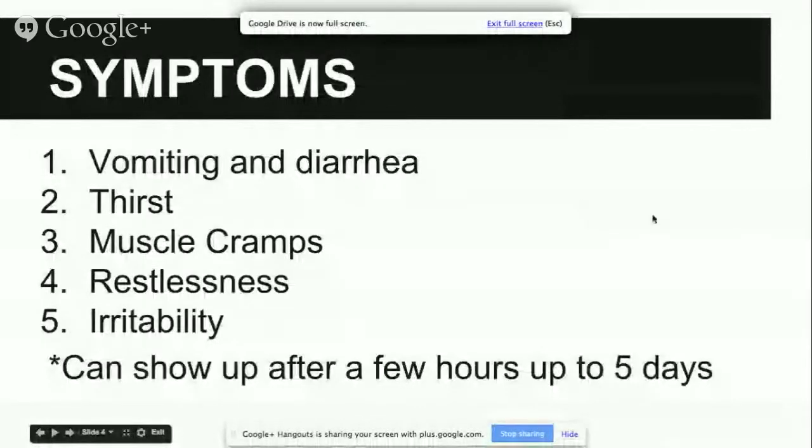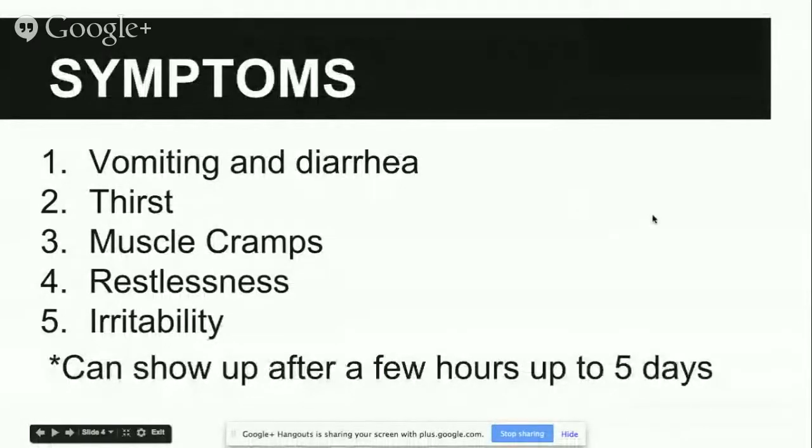So symptoms are, as I said before, what the patient feels. First one is vomiting and diarrhea. Second one is thirst. Next one is muscle cramps. And the fourth one is restlessness. And the fifth one is irritability. And these symptoms can show up from a few hours after you're infected to 5 days. So it usually is around 2 to 3 days, but it can range from any of those.